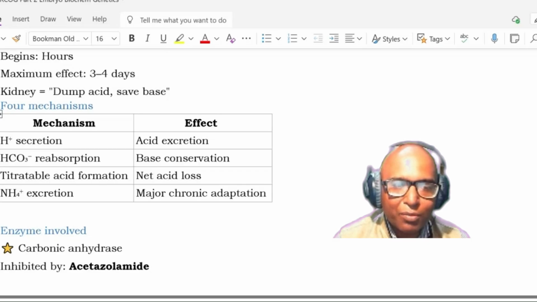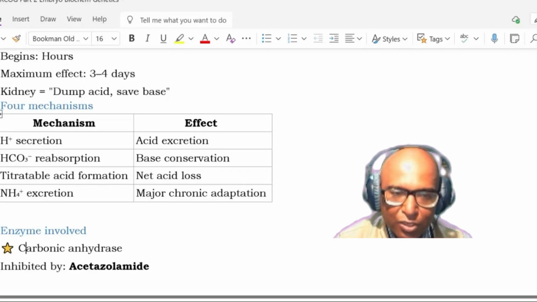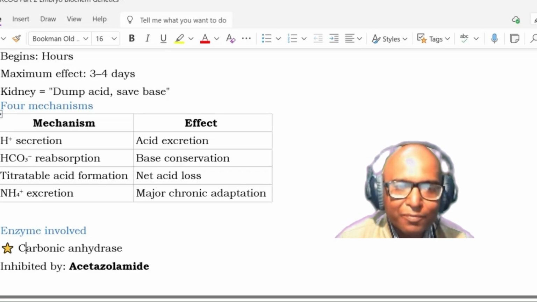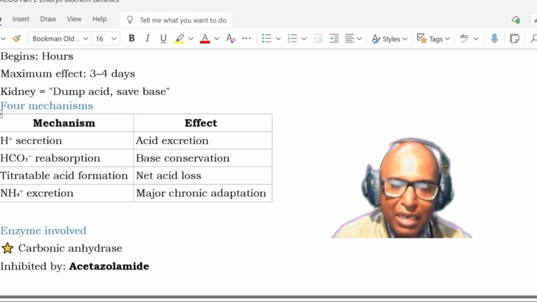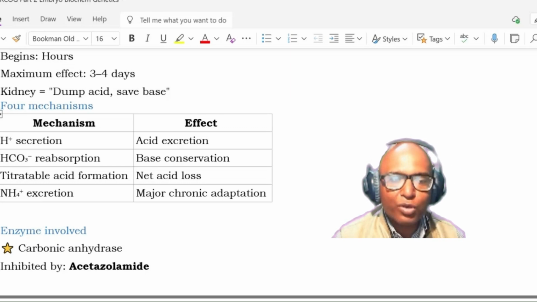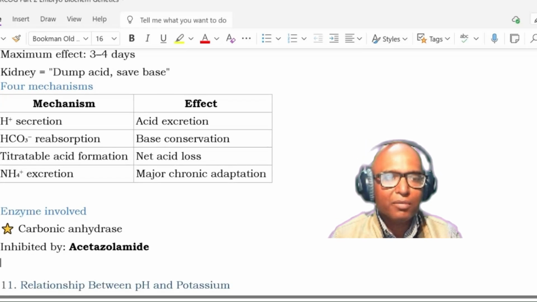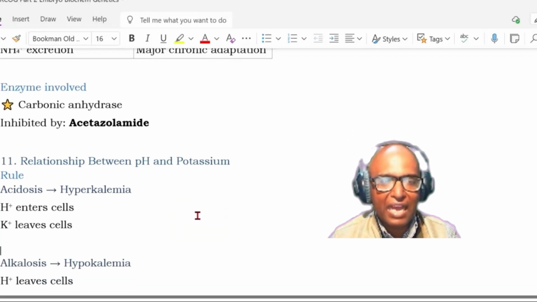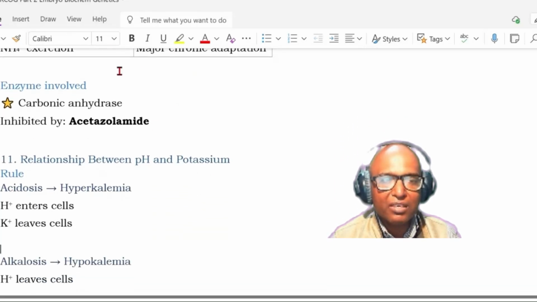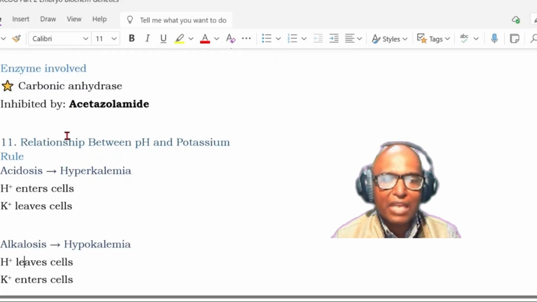Third, titratable acid formation is there, so net acid loss is there. Then NH4 is excreted. That is the major chronic adaptation. These are the four ways by which the kidneys will act. And the enzyme involved in the kidney is carbonic anhydrase. This carbonic anhydrase is inhibited by acetazolamide. So H2O plus CO2 reaction is happening in the presence of carbonic anhydrase, and this is inhibited by acetazolamide.